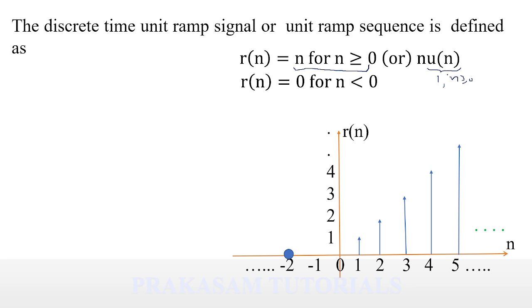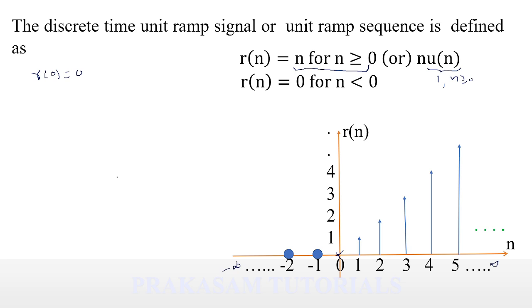And after that, draw the graphical representation of the unit ramp sequence. X-axis is the discrete time index, and the discrete time index n varies from minus infinity to plus infinity. In this definition, substitute different values of n. First substitute n is equal to 0, then r of 0 is equal to 0.